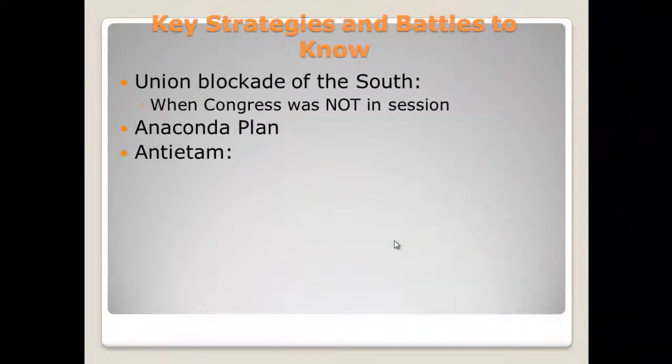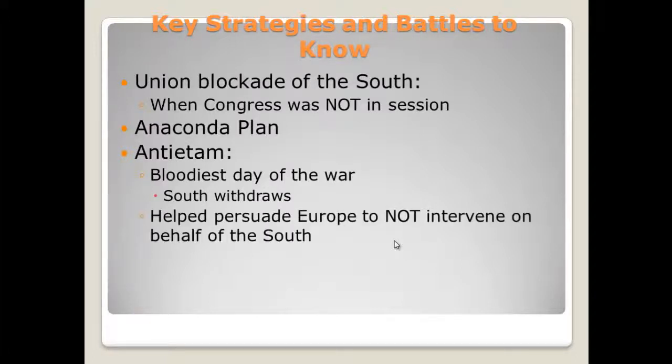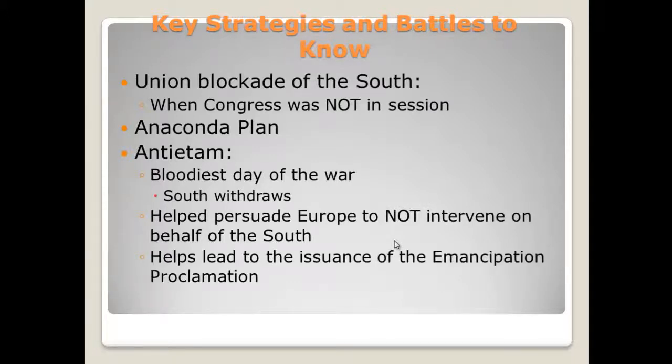The Battle of Antietam is one of the few battles that you should be familiar with, and this was the bloodiest day of the war. And the South withdraws. Technically, the Union wins, but they didn't really pursue the South. And this was important because this was a turning point because it helped persuade Europe to not intervene on behalf of the South. For a while, England and Britain were wondering should they intervene on behalf of the South? And ultimately, after the Battle of Antietam, they decide not to. And also, this helps lead to the issuance of the Emancipation Proclamation, which we'll talk about right now.